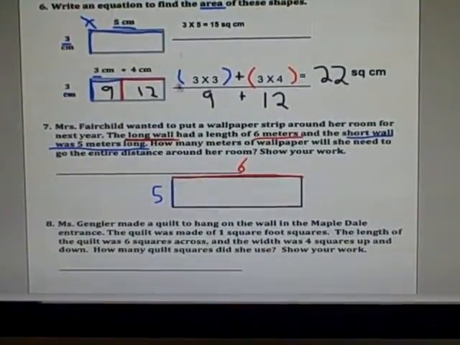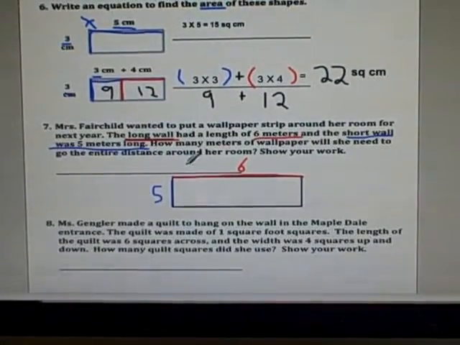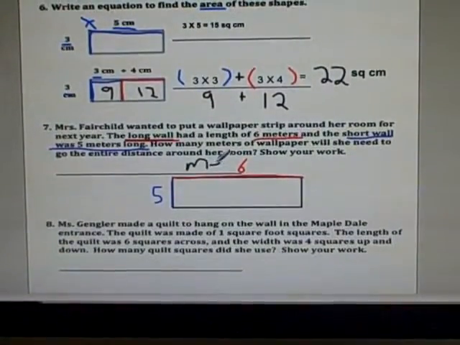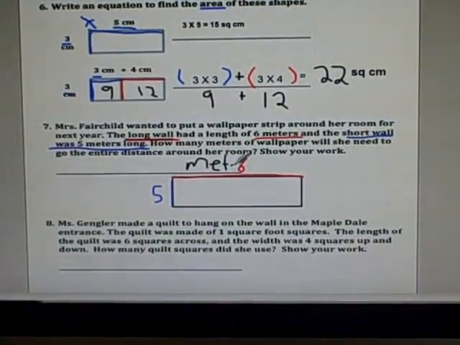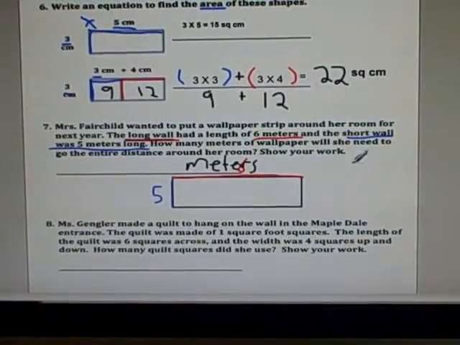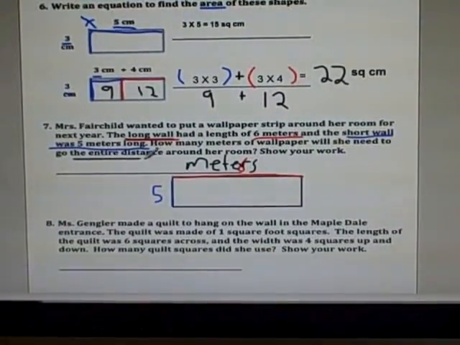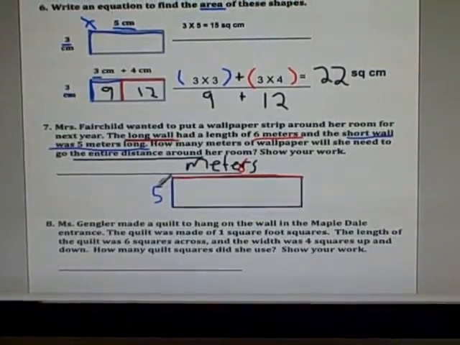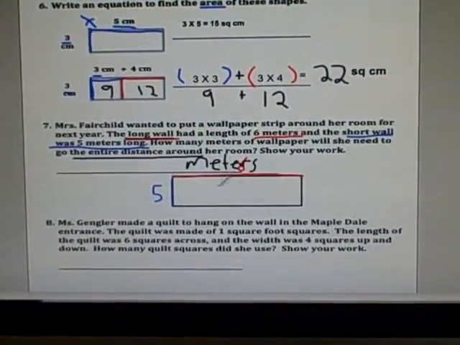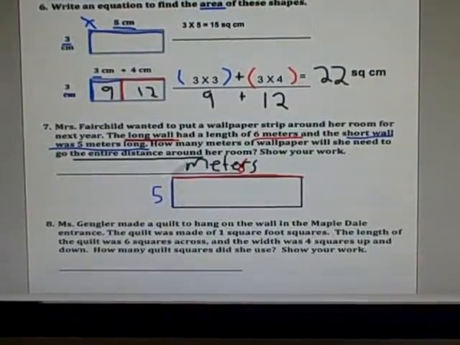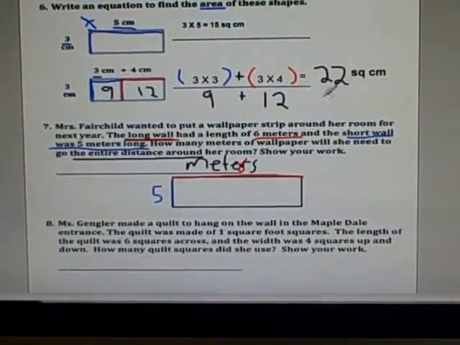The question says, how many meters of wallpaper will she need to go the entire distance around her room? What are the key words in there? How many meters? Yeah, we need to know how many meters. So we'll put that. But we still don't know how much we need. And that is right here. The entire distance around. That's the key part. So are we looking for area or perimeter? That's right, we're looking for perimeter.